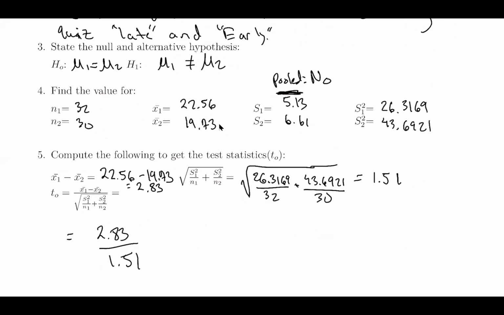All right, so for step number 5, here are some of the things I put. I put the difference at 2.83. I put the standard error is equal to 1.51. And then t is equal to 2.83 divided by 1.51. So in order for me to get a very accurate answer, I'm going to let the calculator do the rest of it for me. The calculator is going to give me the t value, but it's also going to give me the p value. So I'm going to transition over to the TI-84.